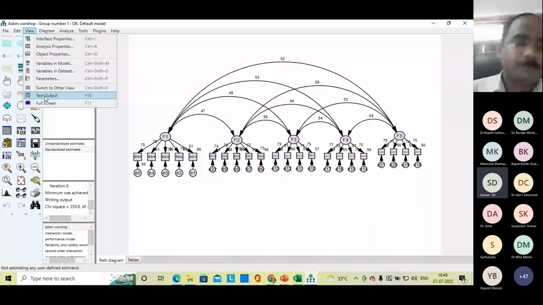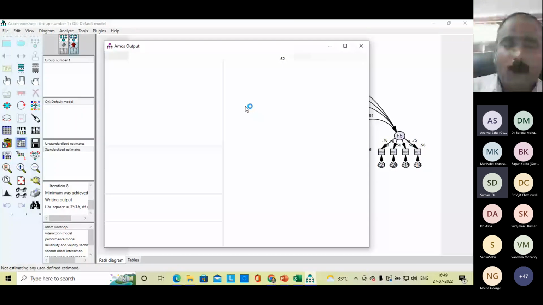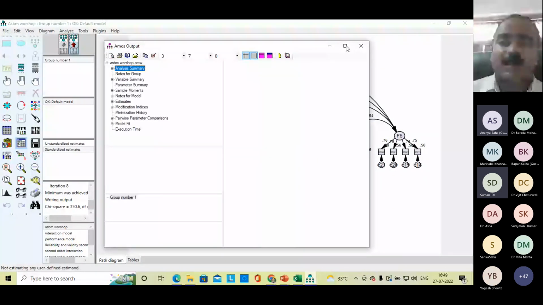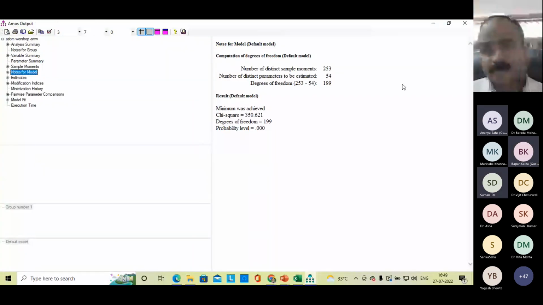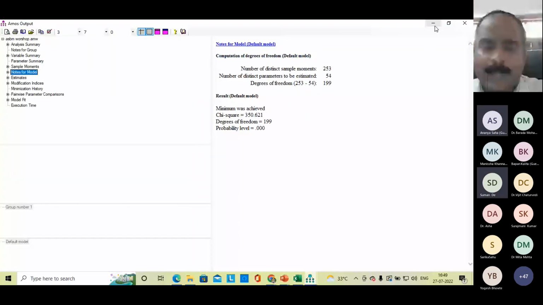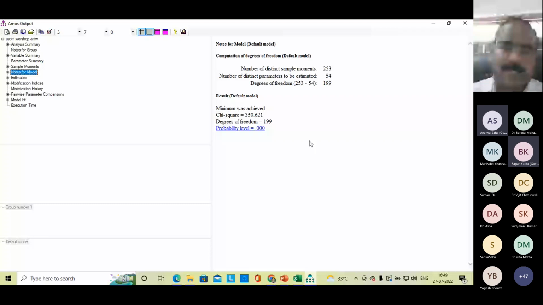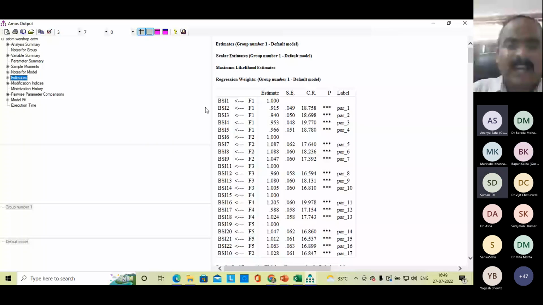All of you have done this? Yes, sir. Automatically another screen will appear by showing the text output screen. All of you have done this? This kind of screen is appearing. Please see me. Okay. Now go to the estimate. In the left hand side, so many things are there. Go to the estimate. Click on estimate. Such a screen is opening.